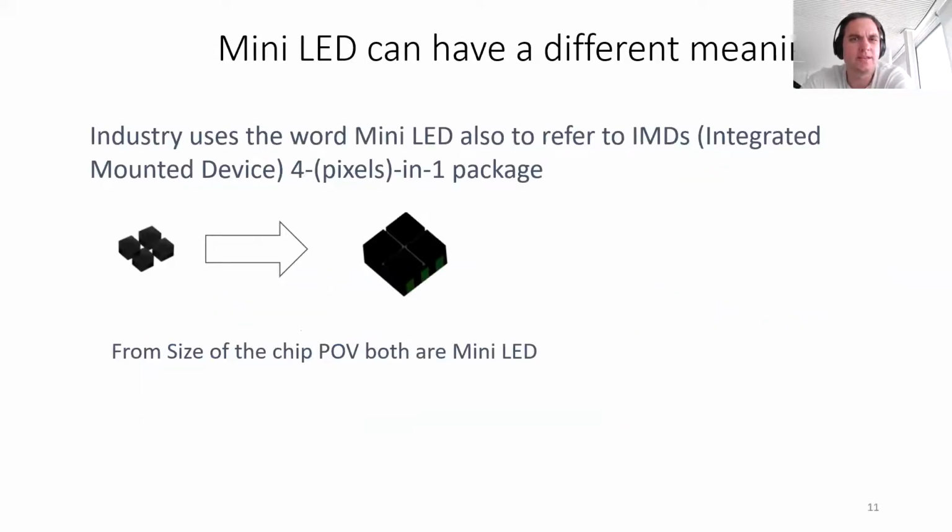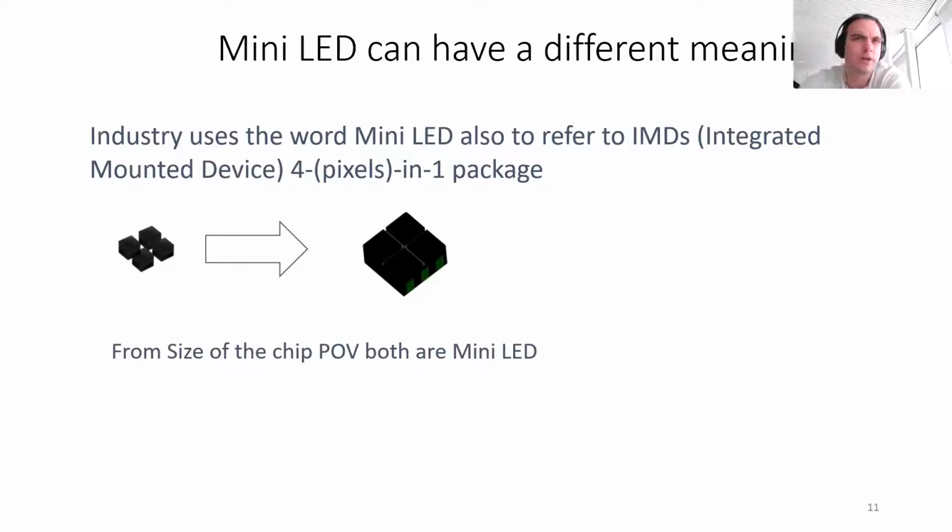Then the last one, mini LED, can have different meanings. Actually, the true meaning should be referring to the size of the diodes themselves. But within the LED industry, it's also a lot of times used to refer to the 4-in-1 packaged LED. So like I said, what is the advantage of the packaged or the 4-in-1 package? It's that you have fewer pick and place steps during the manufacturing process. So it's cheaper to manufacture.